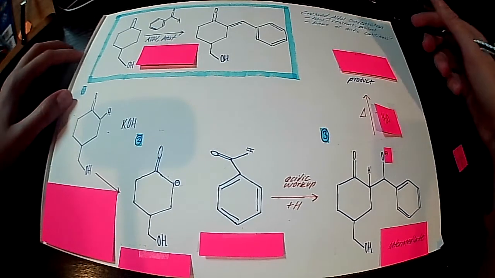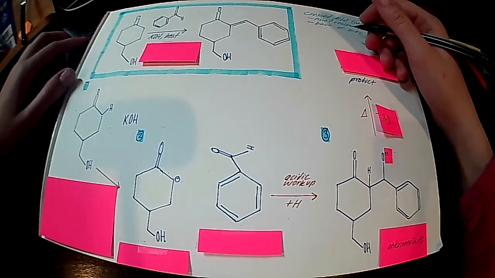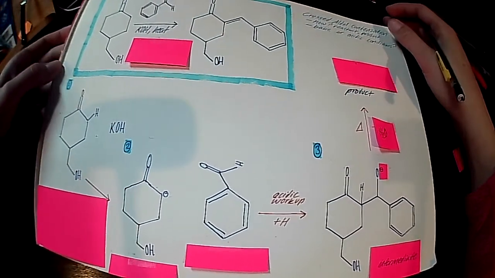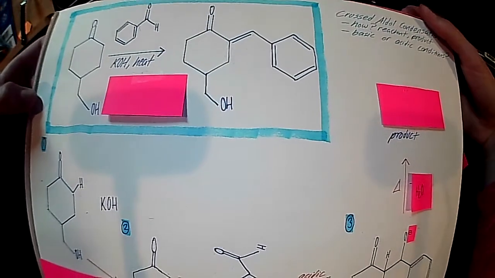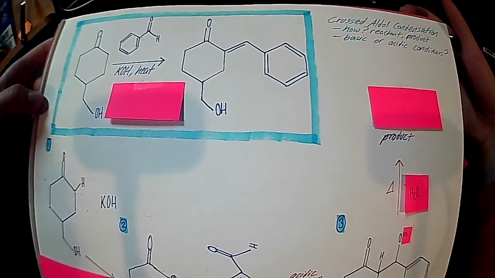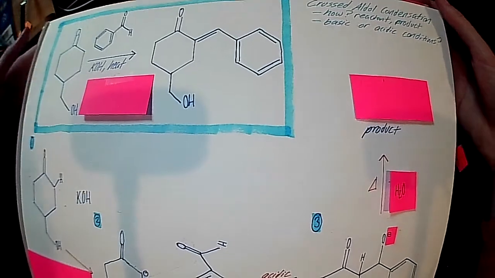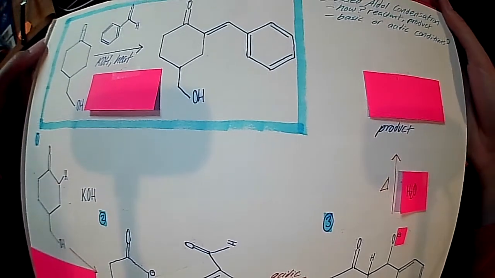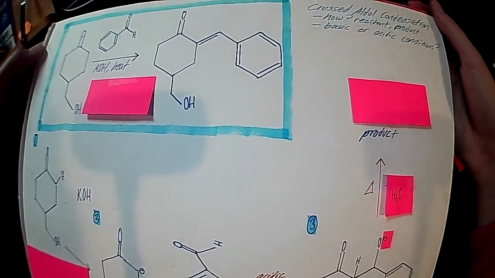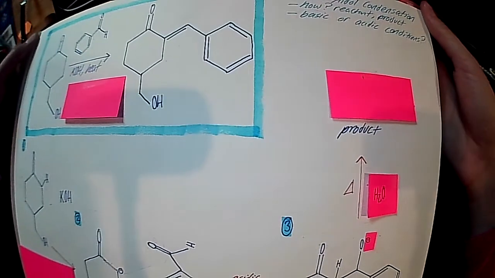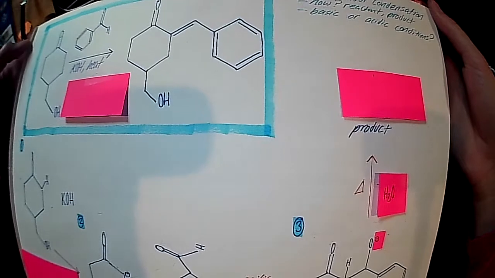Hello, so today we're going to be looking at reaction 14. Now, the first thing that we want to do, let's take a look at our reaction here, is we kind of want to figure out what type of reaction it is because that will give us an indication of how the mechanism of the reaction will occur. So this reaction type is a crossed aldol condensation.